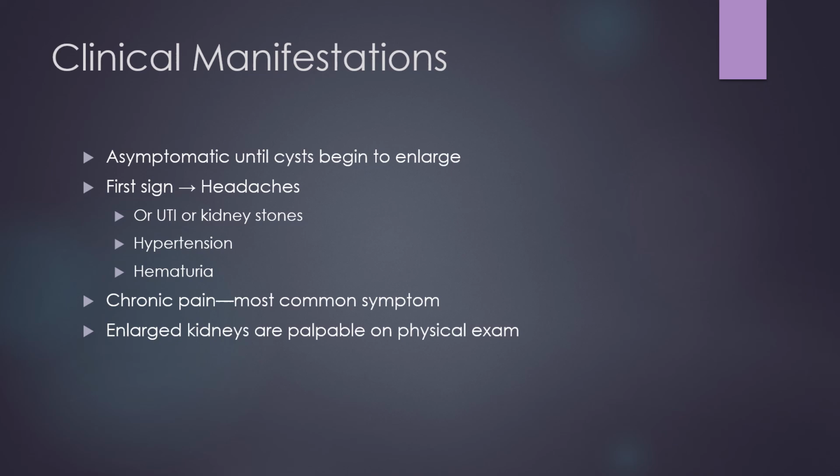Chronic pain is a very common symptom. It can be severe, it can be constant, it can be acute, so coming in with abdominal pain. And then if the cysts are large enough, we may feel kidneys on palpation of the abdomen.